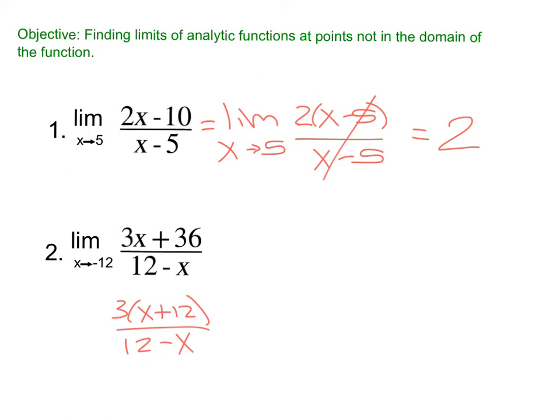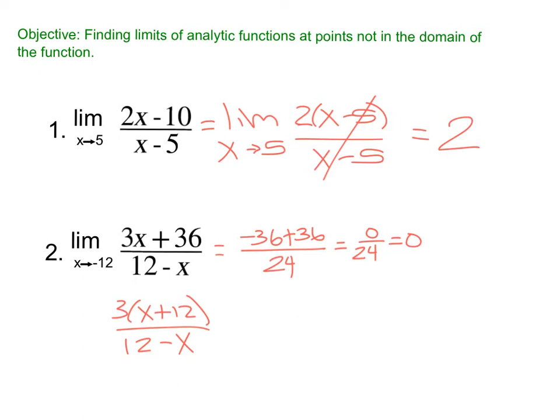This one I like to give as a trick because when you plug in, you get -36 plus 36 over 24. 12 minus -12 is 24. You end up getting 0 over 24, which is just 0. So be careful. Don't always assume that you need to cancel anything. Always plug in before you do anything.